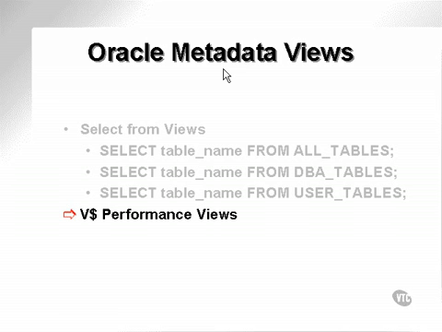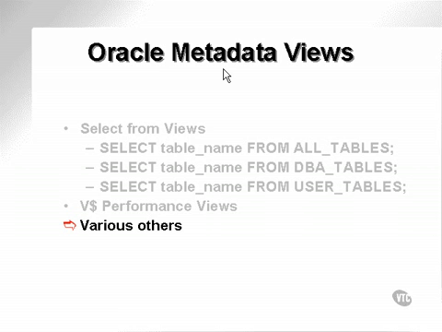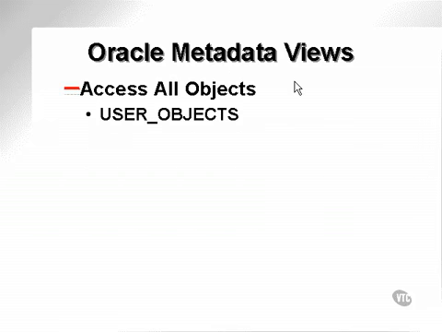The $V performance views provide access into the database in a dynamic fashion as it is executing. There are various other views that are not called $V or ALL, DBA or USER underscore. Most of these other views are applicable to subjects such as replication and various other specific applications. Let's take a look at all the specific views.